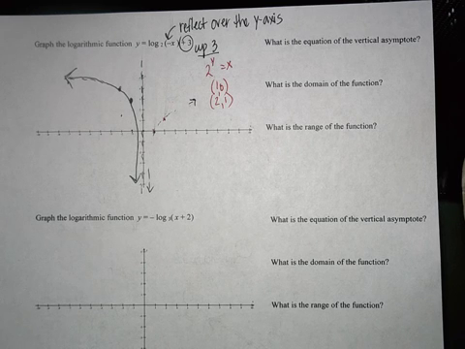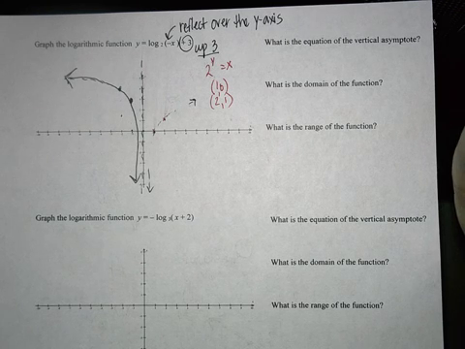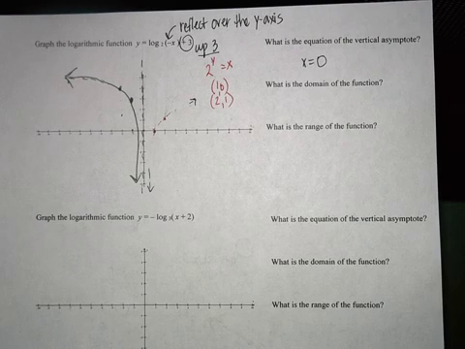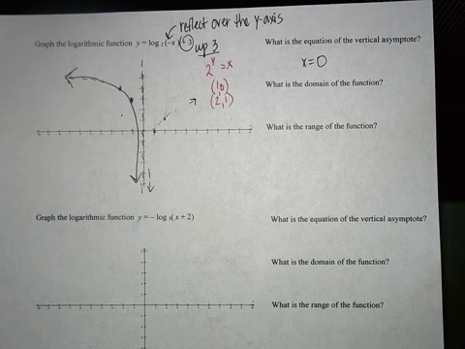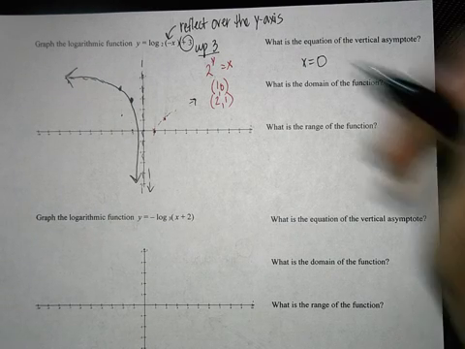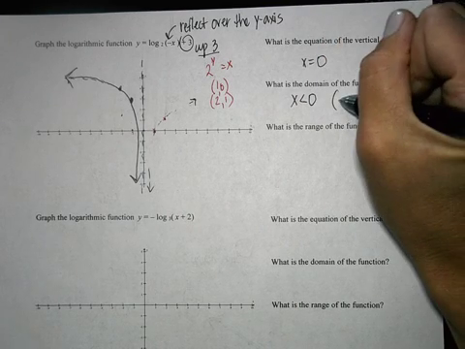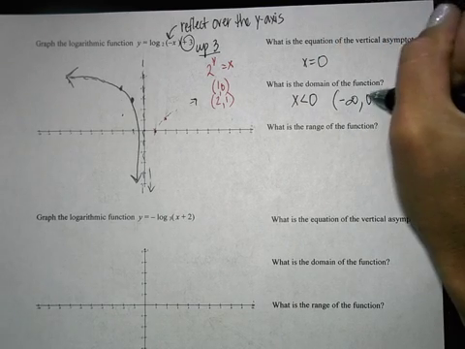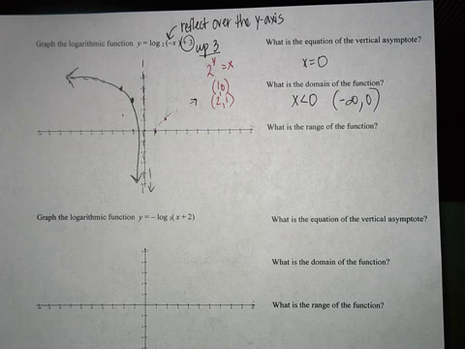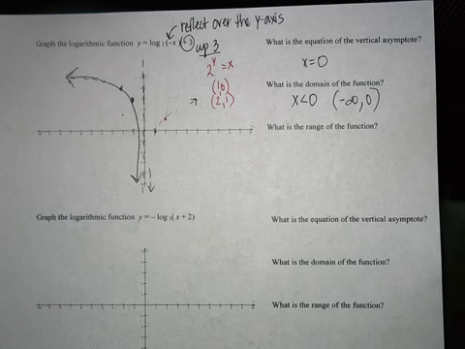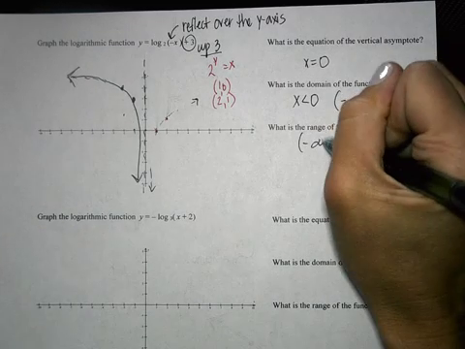Okay, so what is the equation of the vertical asymptote? X equals 0. Okay, now what will I do for the domain on this one? Good. X is less than 0. And if you're writing this out, it would be negative infinity to 0, because you always start left and go right. And so you'd be starting at negative infinity going all the way to 0. What would be my range still on this one? All reals or negative infinity to positive infinity.